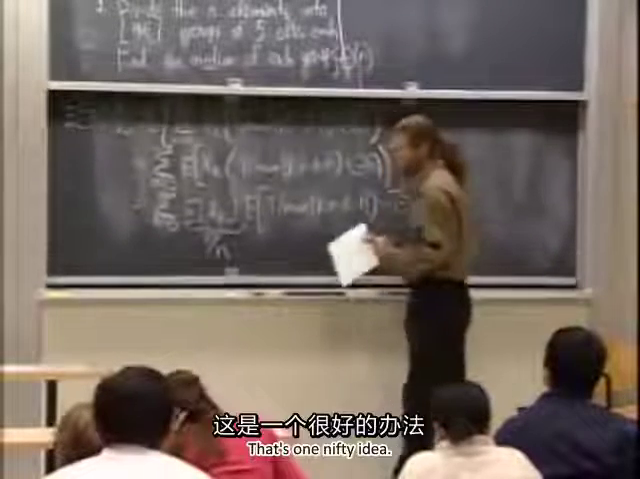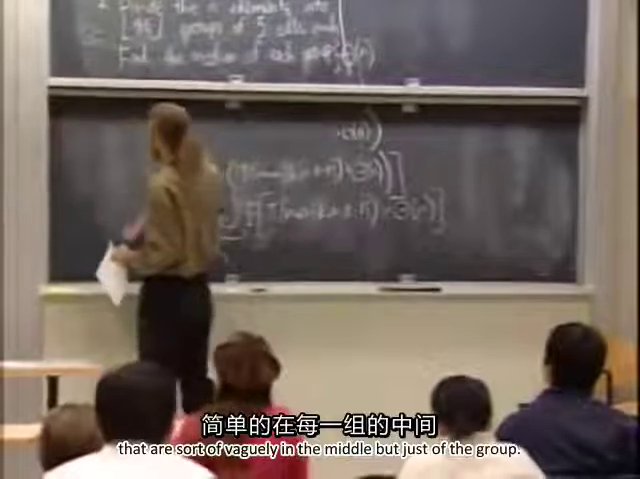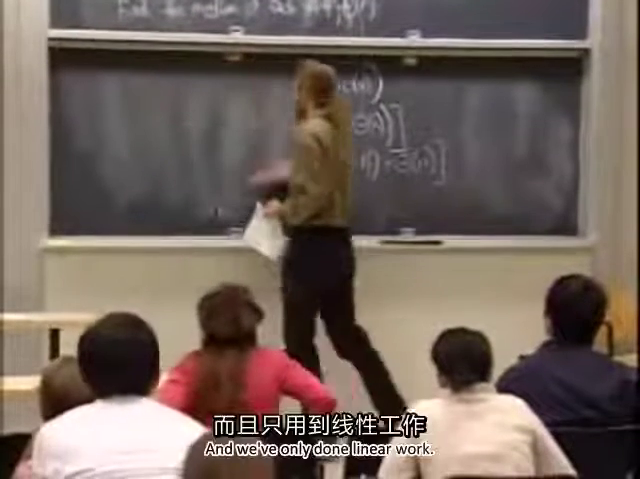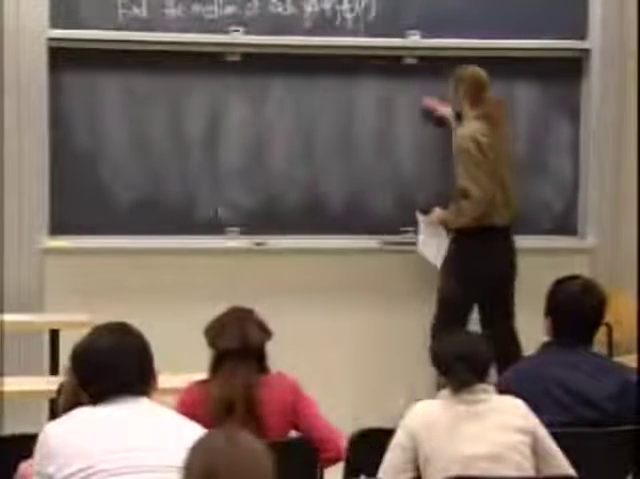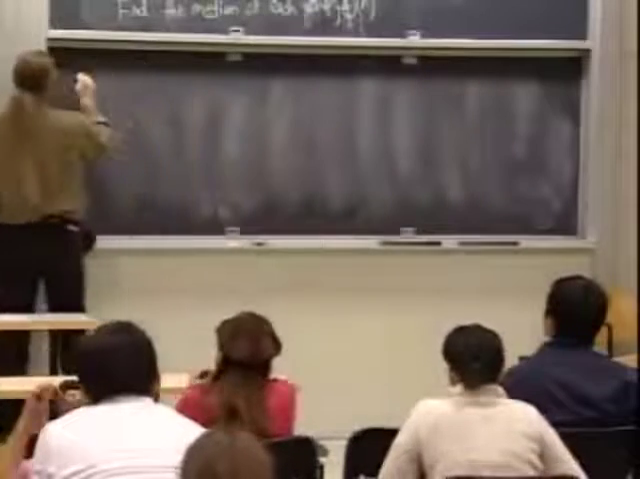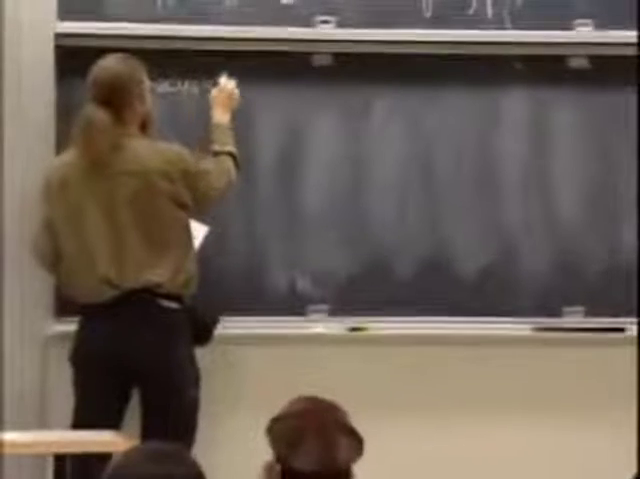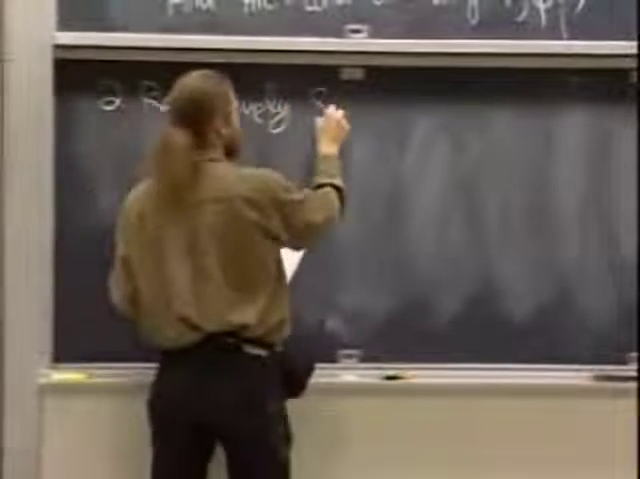So that's one nifty idea. Already we have some elements that are sort of vaguely in the middle, but just of a group. And we've only done linear work. So doing well so far. Now we get to the second step, which I started to write before, where we recurse.